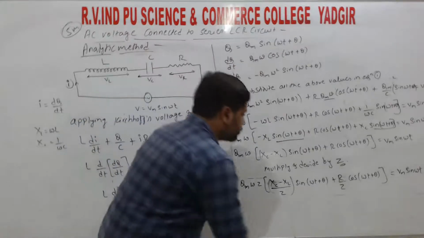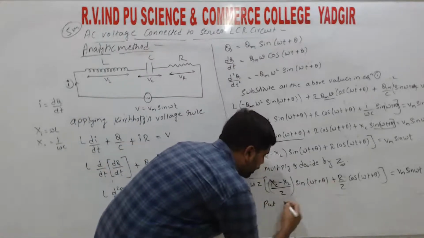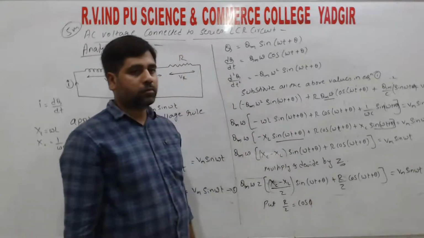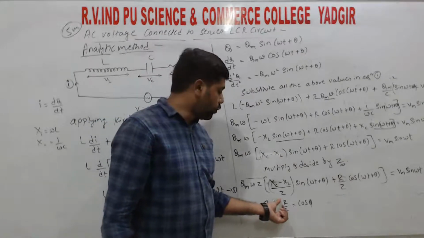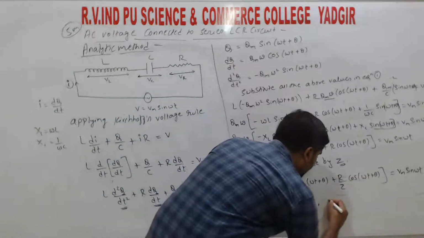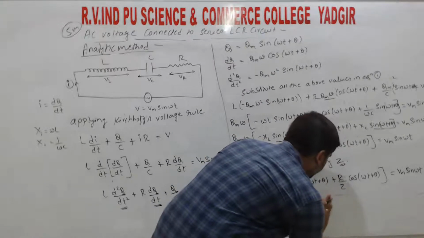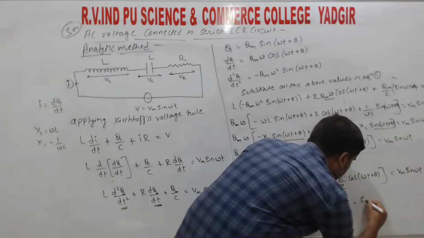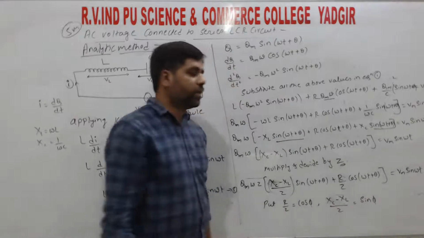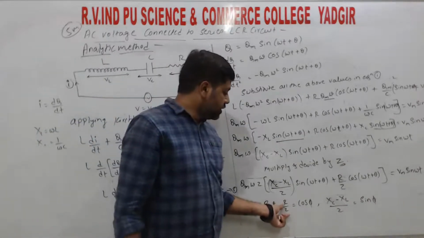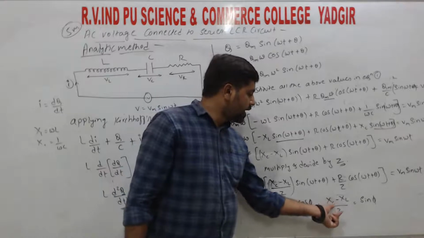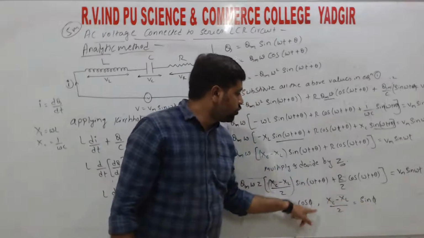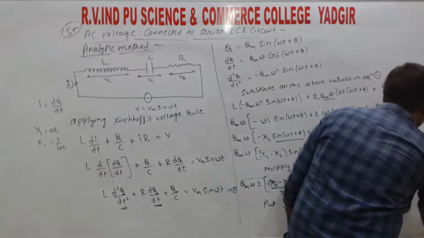So now put, that means substituting, put R by z is equal to cos phi and (XC minus XL) by z is equal to sin phi. So we are substituting by replacing these values, R by z is equal to cos phi and (XC minus XL) divided by z is equal to sin phi. Now substitute these two in this equation, right? Calling this one as the second equation.